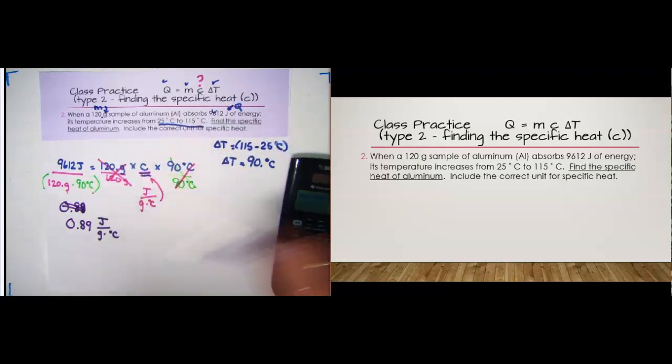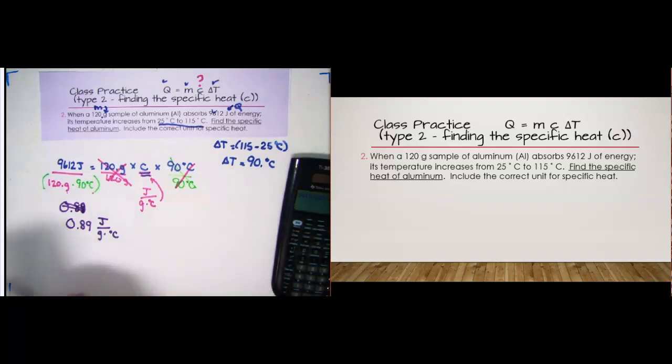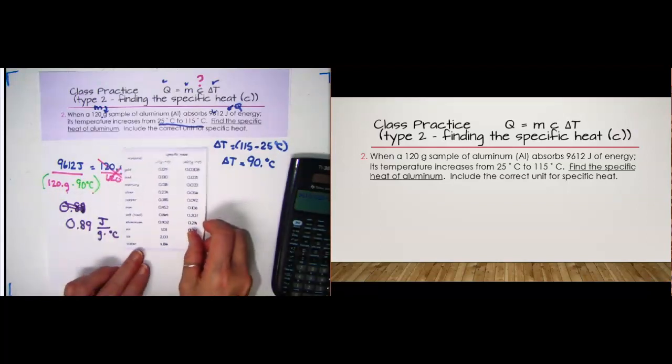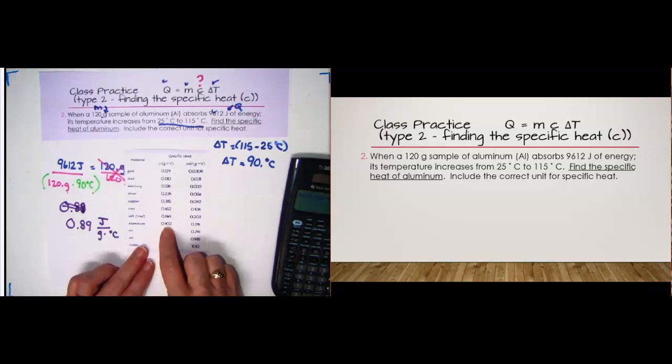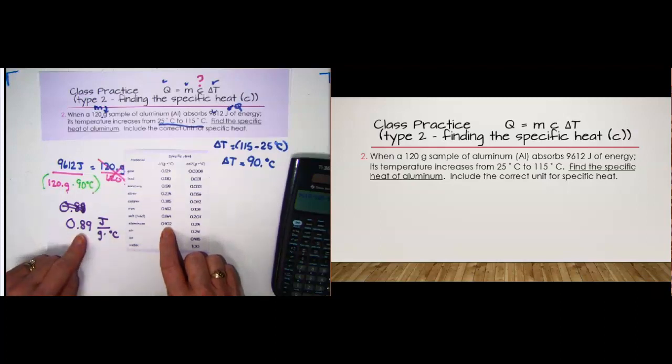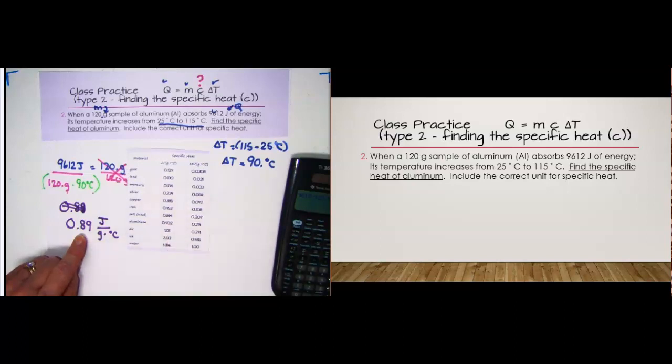It says it's aluminum. We actually had the information here, and if we look here, we can see that aluminum right there, it's a little bit different, is 0.902. Not far off. If you did not have this list, you'd be able to check it, or if you have it, you can check it. All right, so that's the second one. Next are the ones that are going to be assigned to you.